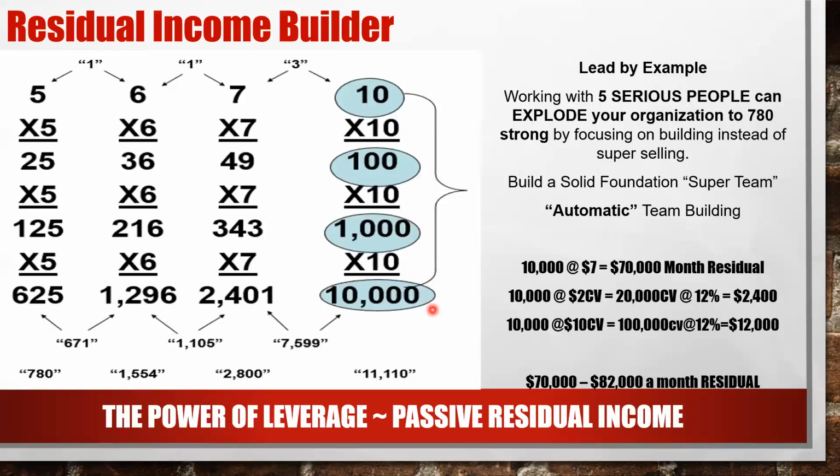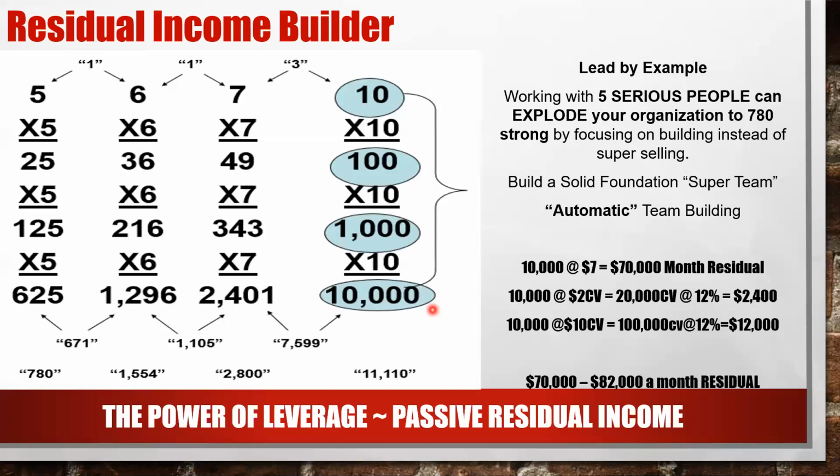A lot of people doing a little bit. That's how our upline said I got over 10,000 people in this organization. Yeah, you're gonna find some superstar, super recruiters that may be in other businesses and bring their downlines with them, but that's few and far between. You can still get there with 5 people if everybody keeps it simple. Work with 5 serious people, it can explode your business to over 780 people.